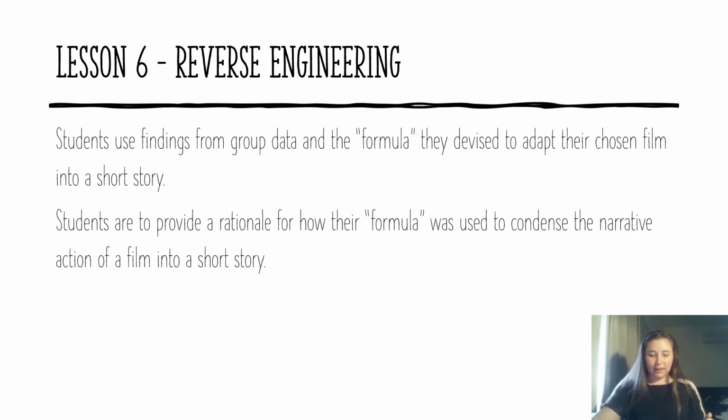And then in Lesson 6, they use their analysis of the film and the formula they've created to reverse engineer the adaptation process, translating their film into a short story. Alongside the story, students would be asked to write a rationale for how they applied the formula and the data they've created and interpreted from other texts to condense the film into a short story.